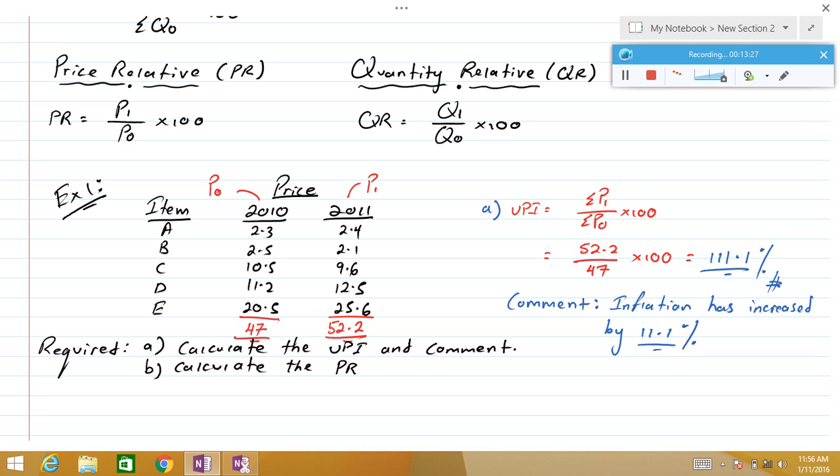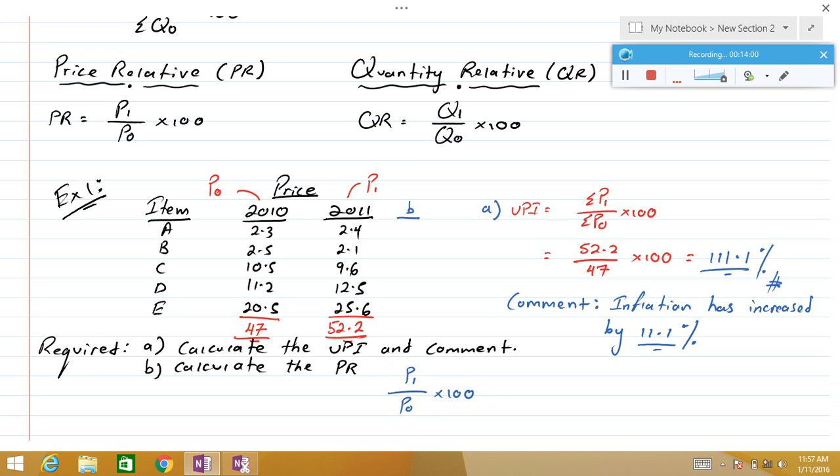Part B. Now part B, what do you do? You have to do it one by one. Why? Look at the formula. Do we have total for the formula? The formula is what? P1 over P0 times 100. So that means this is overall, alright? All the items together, part A. If you want to calculate only for item A, you use the second formula. But actually both formulas are the same. Okay? Only the name will be different.